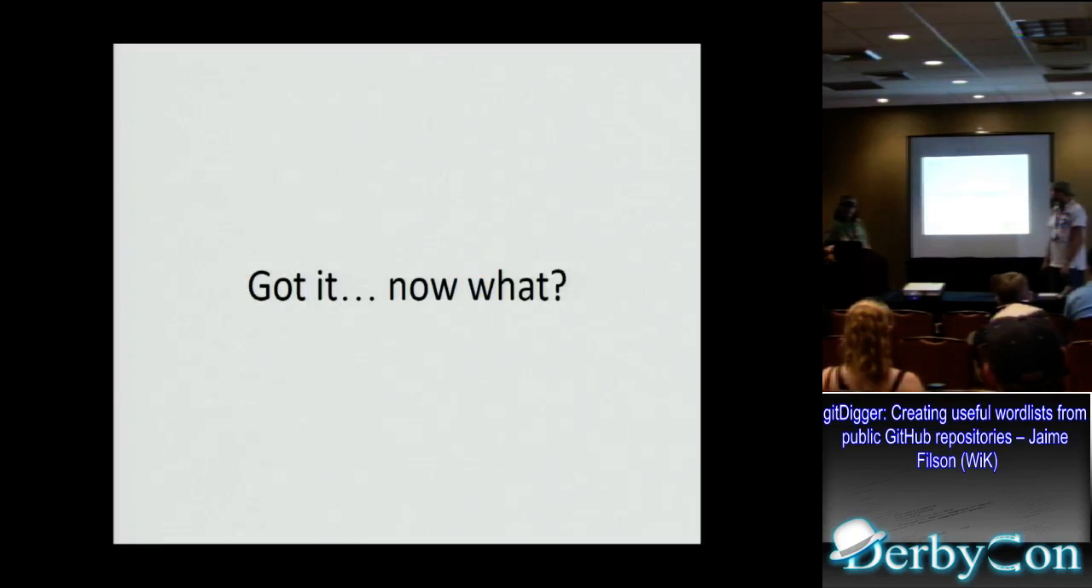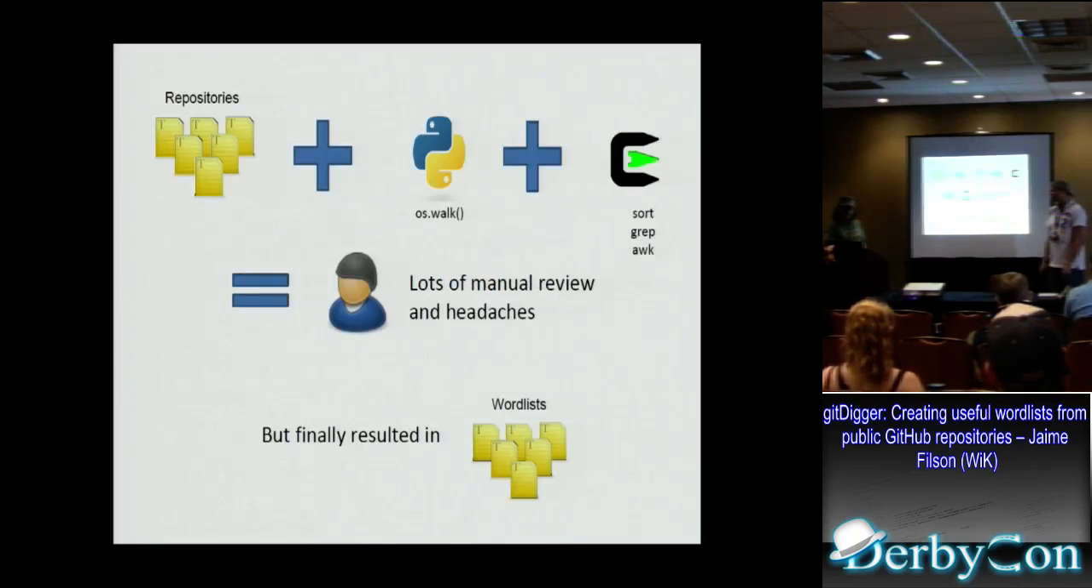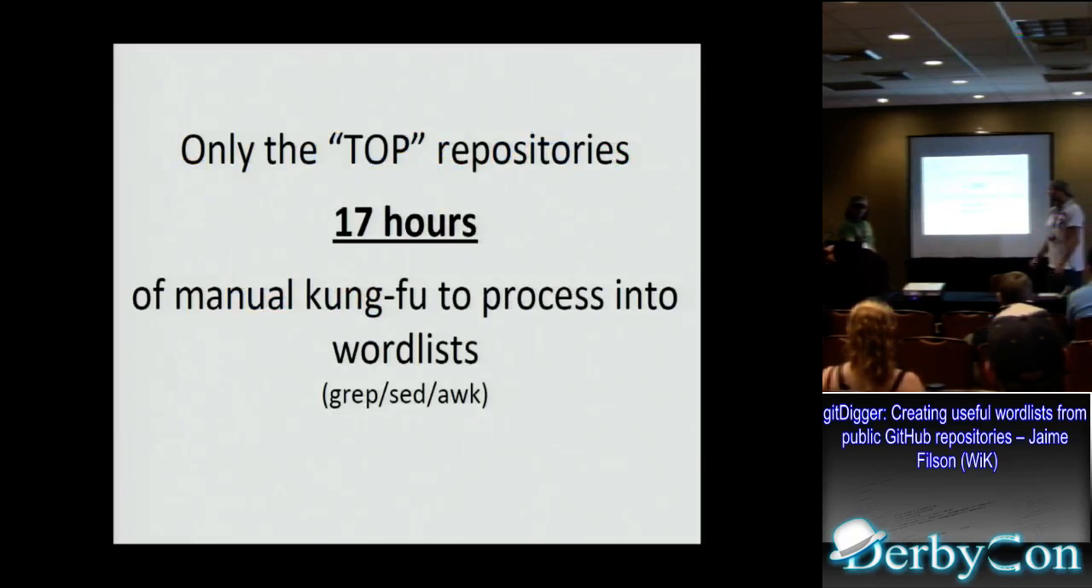So now that I have the data, I need to create some word lists. I took the repositories, I did an os.walk on all the files and folders, I did all kinds of bash foo to pull out usernames, emails, passwords. It took about 10 hours per 1 day's worth of grepping just to sit there. After you slept, so not inclusive. Yes. So this is 10 hours of work. So eventually I've got the word lists. I've got some cool stuff. It took about 17 hours, manual kung fu.